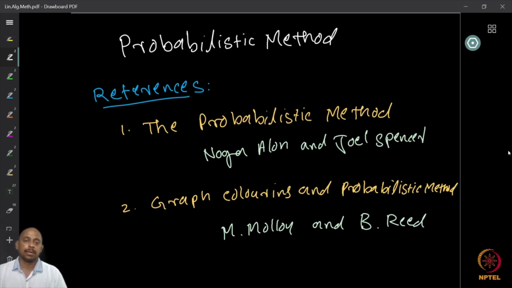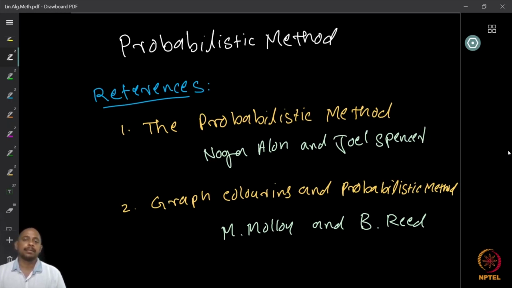This topic has at least two good books that I know about, and the most important and most interesting one is The Probabilistic Method by Noga Alon and Joel Spencer. It's a beautiful book, very nicely written, and the first and foremost reference for anybody looking at the probabilistic method.